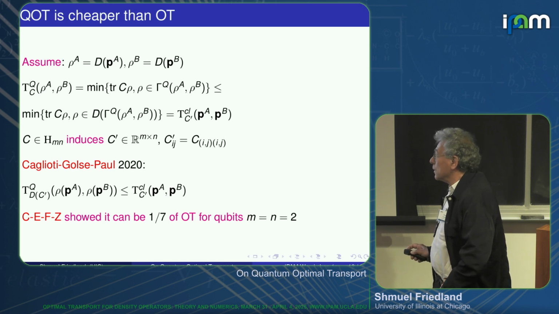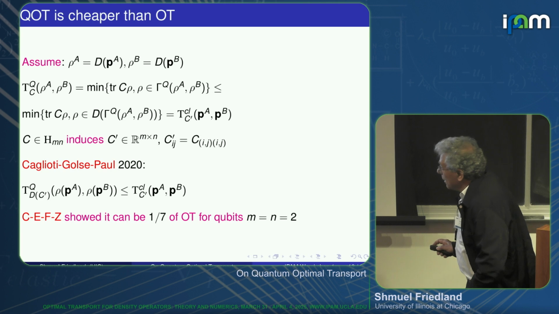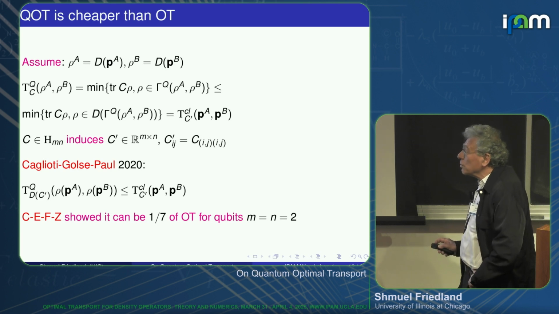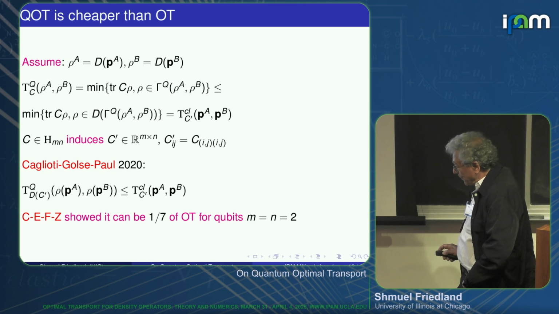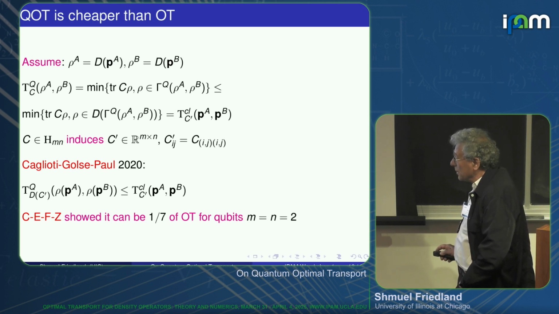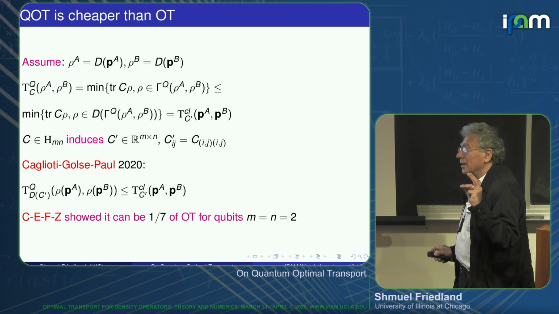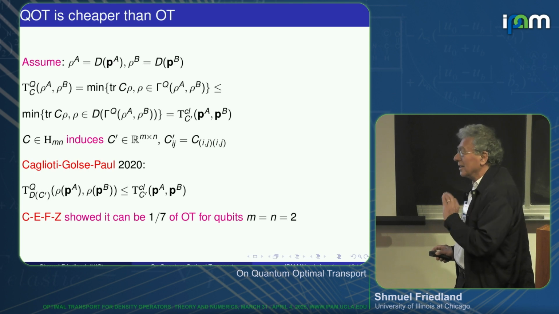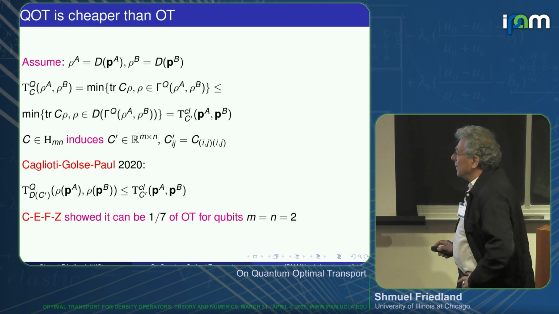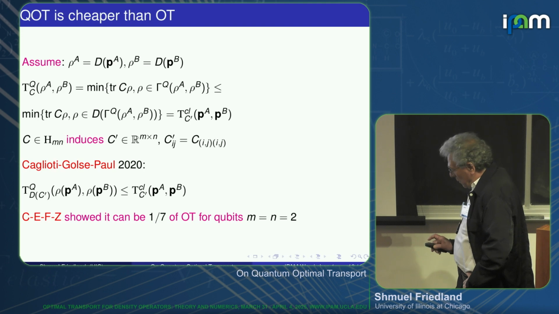But so this was the first time, noted by Cagliotti, Gauss and Paul in 2020. But actually, how small can you go? In the joint paper of Cole, Eckstein, myself, and Zhechkovsky, we show a very simple example on qubits. Qubits are when n equals 2. This is, let's say, like photons. And you can be 1/7 of the thing.